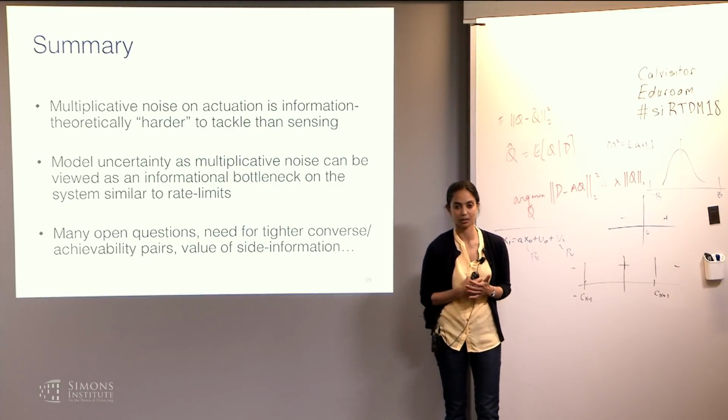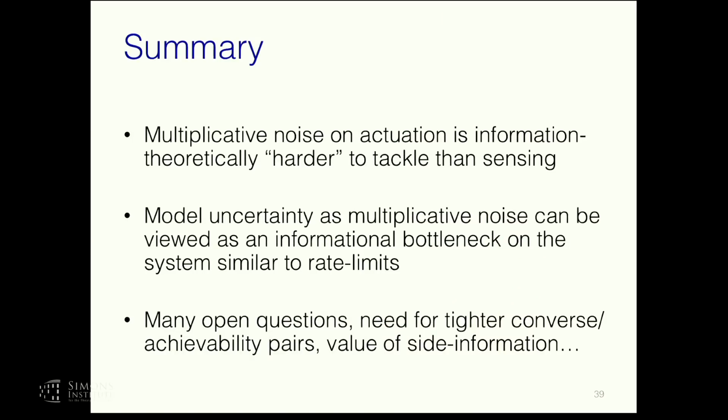I didn't have really time to talk about the case when the system gain A itself is random. But what we did talk about is this interesting observation that multiplicative noise on the actuation side is somehow information theoretically harder to tackle than multiplicative noise on the sensing side. And I feel this kind of model uncertainty can really be thought about as informational bottlenecks, very similar to the rate-limited control that Victoria was talking about. And I think there are many interesting open questions at this intersection.